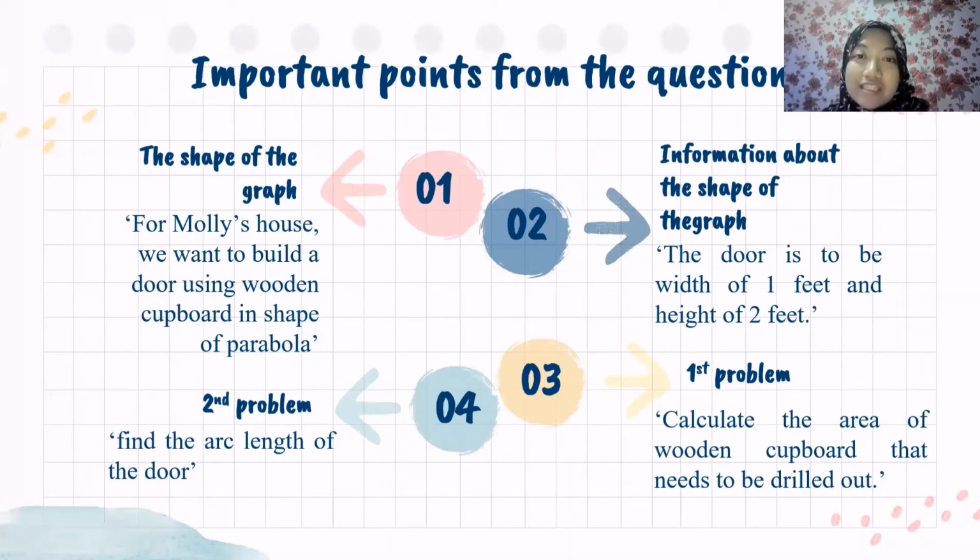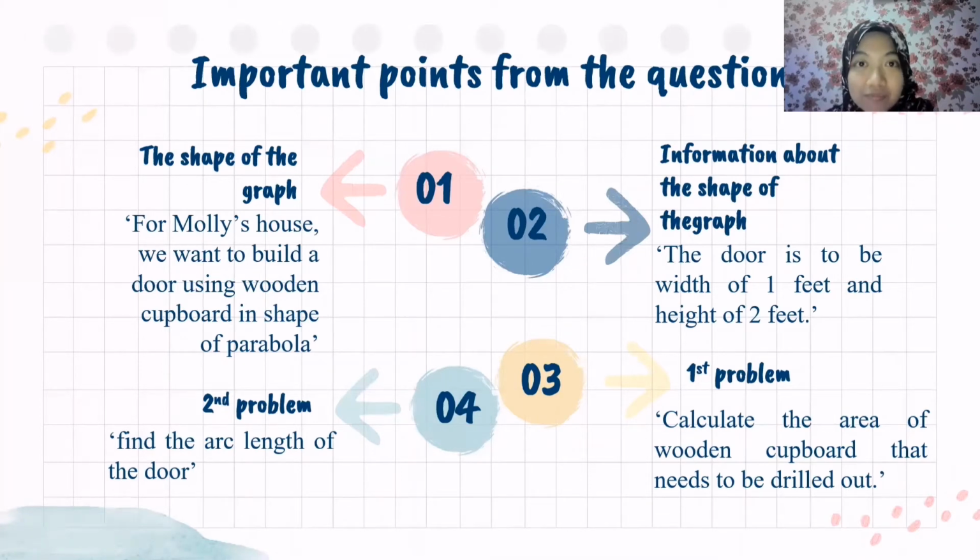From the question itself, we already know that the graph is a parabola since the door is in a parabola shape. So the graph will be a quadratic graph. For the information about the shape of the graph, we have the length, the width of the door, and we also have the shape of the door. So these three things basically lead to how the graph will look.